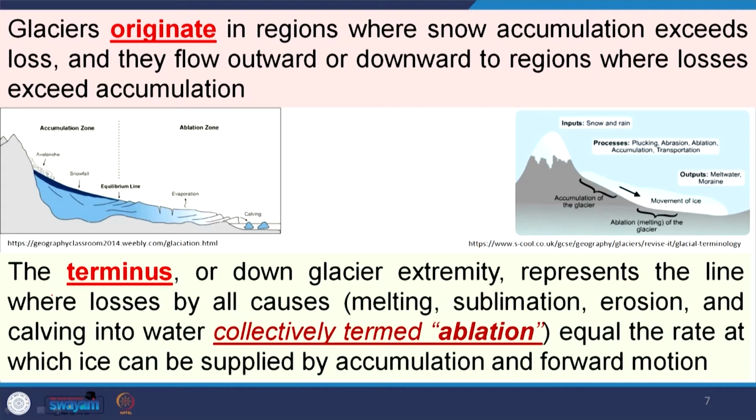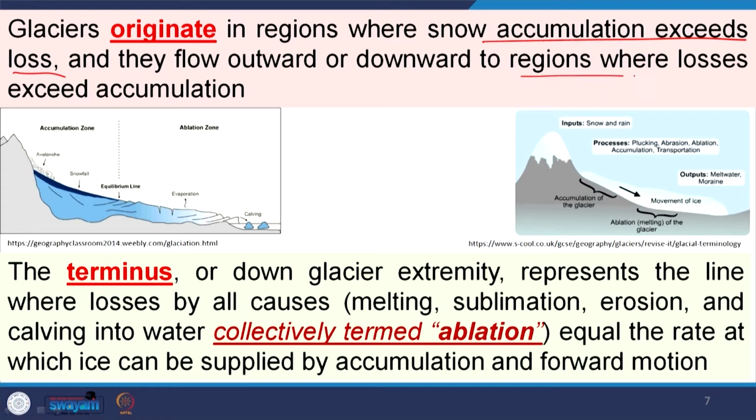Valley glaciers and ice sheets behave differently. Glaciers originate in regions where snow accumulation exceeds the loss, and they flow outward or downward to regions where loss exceeds accumulation.